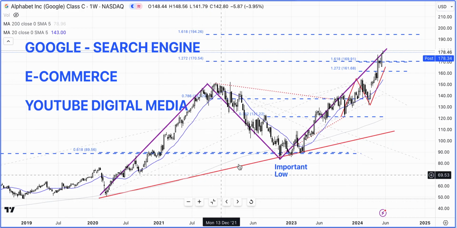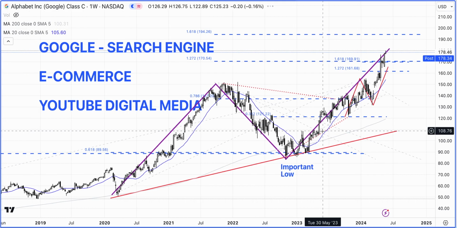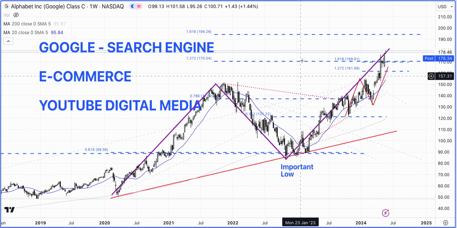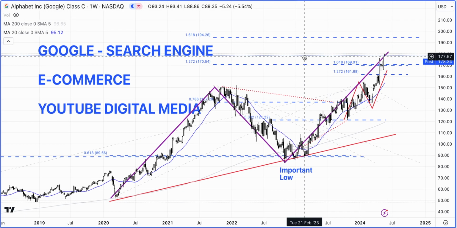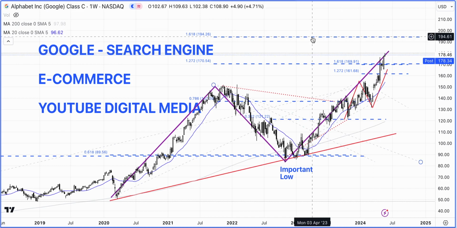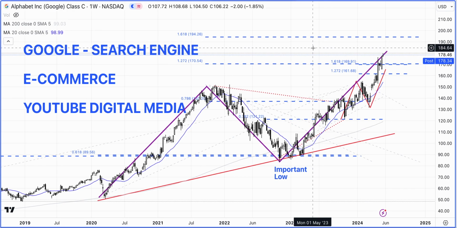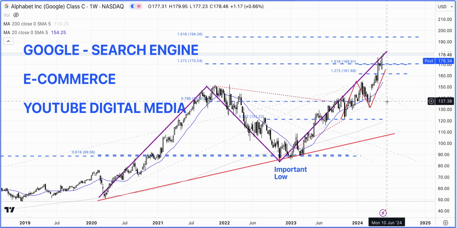Google has been in this really nice ABCD formation, and it's been quite some time since we last looked at this one. But it's really interesting to see that it's in this ABCD pattern, which is pretty much complete around here. But we do have a 1.618 expansion a little bit higher. So anywhere between 170 to 194 or roughly 200 is the kind of target region, and then we could see some sort of pullback. But the stock is looking good.